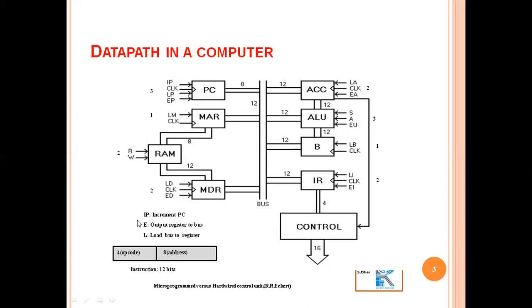Clear? Now there is another control signal, IP, that is to increment the program counter. This control signal is specially for the program counter. So this is the data path of a simple computer. Now we will see how to design this sequence using hardware.